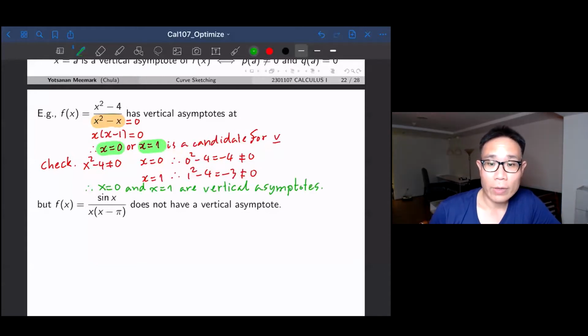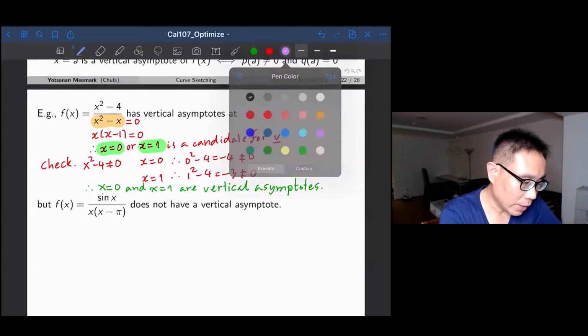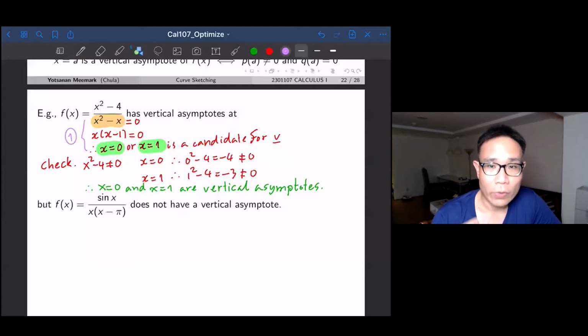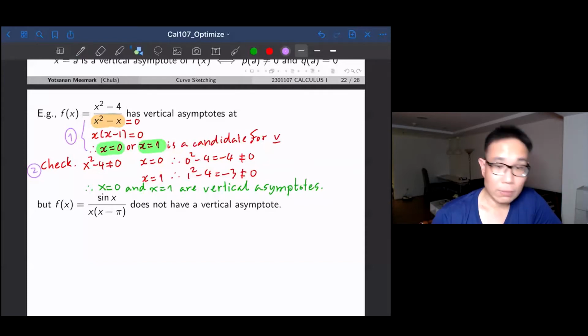Okay, so this is how we conclude. Let me write it down. You're gonna have your first step, where you solve for the denominator equal to 0. And the second step turns out to be that you check that the numerator is not equal to 0. Okay, so this is how we do this question.